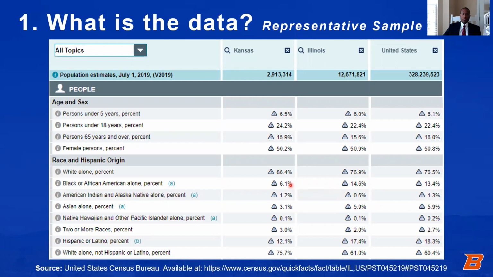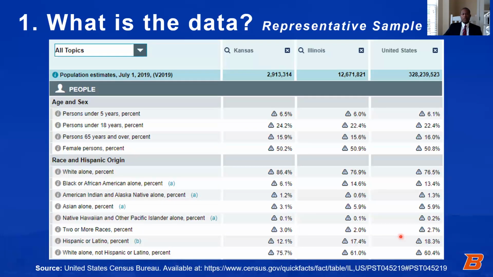For instance, in the state of Kansas, just 6% of residents are Black, and if you compare that to the nation as a whole, it's about half of the national average. It's similar with Hispanics, much lower than the national average. But if we look at Illinois, really across the board as far as race and ethnicity, it's fairly comparable to the United States. So we would say that of the two states here, this is a fairly representative sample that we'll be able to generalize the results to the nation as a whole.